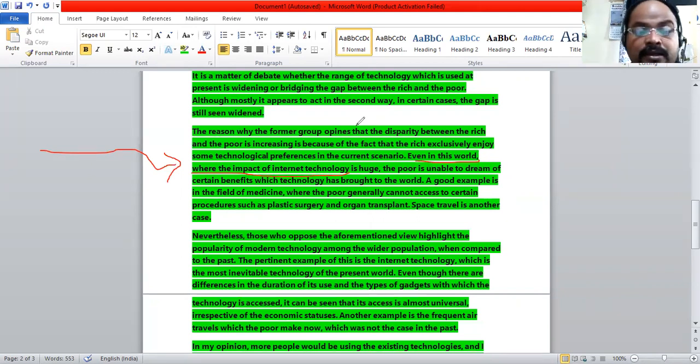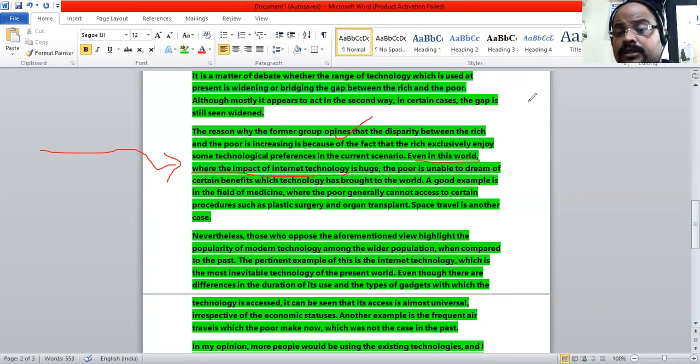A good example is in the field of medicine, where the poor generally cannot access certain procedures such as plastic surgery and organ transplant. So the explanation is given. In the first sentence we have the topic presented, because in the first sentence we said that it is inaccessible. The poor still cannot access some of the facilities which technology has brought.